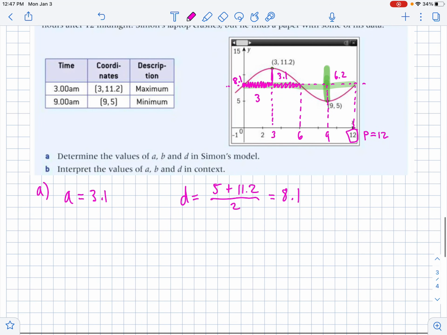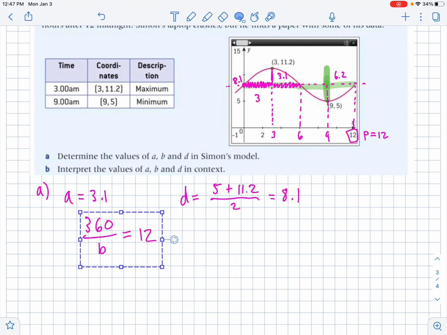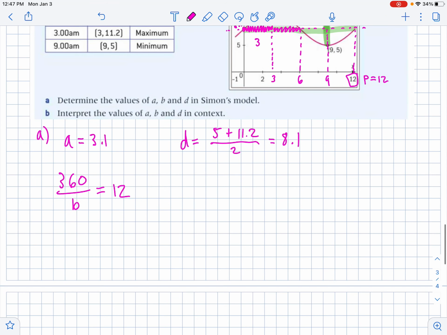But that's not the B value. The B value is 360 divided by B is equal to the period, which is 12. To solve this, you multiply both sides by B and get 360 is equal to 12B. Divide 360 by 12 and we get 30. That means the equation is y equals 3.1 sine of 30x plus 8.1.